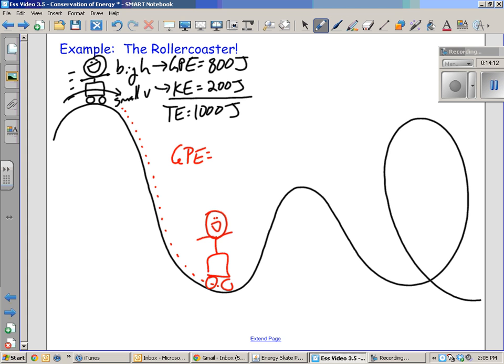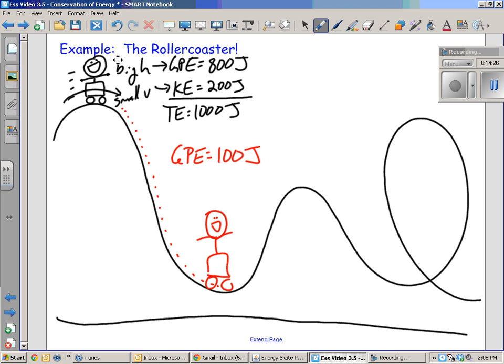So maybe now down at the bottom of the hill, I guess it depends on where the ground is. Let's draw the ground in. Okay, since he's not quite on the ground, he's still going to have a little bit of GPE. So again, I'm going to make up a number, but maybe it's 100 joules. Remember, the whole premise is the total needs to stay the same. So the total energy is still 1,000 joules, which means that at that point, the kinetic energy has got to be 900 joules, right? Okay.